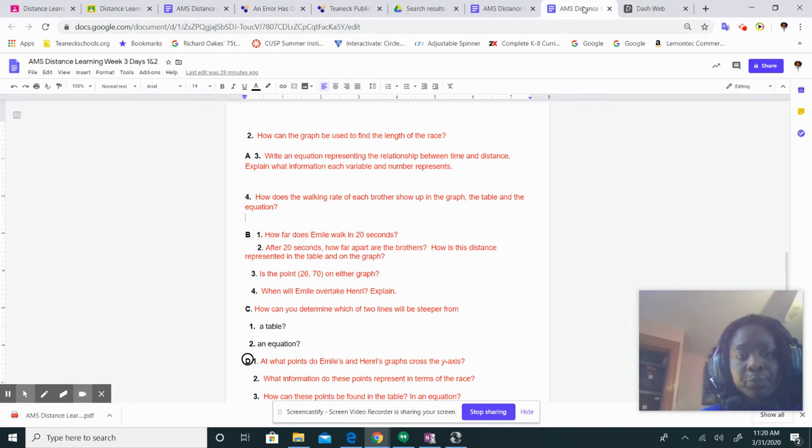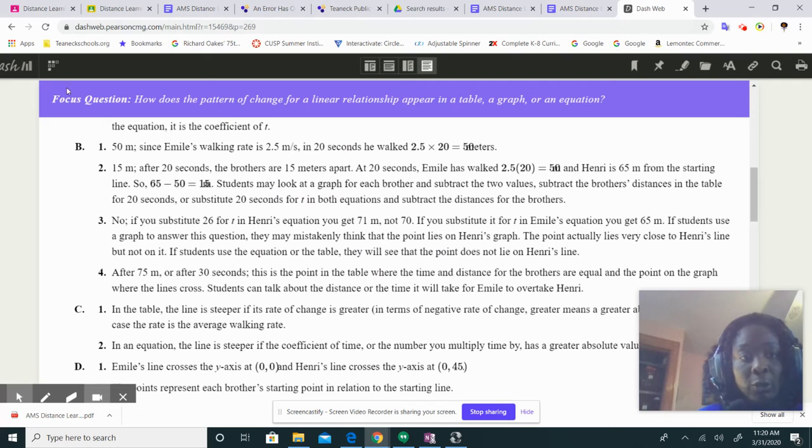Okay, B2 was: after 20 seconds, how far apart are the brothers? How is this distance represented in the table and the graph? So in B2, 15 meters. After 20 seconds, the brothers are 15 meters apart. In 20 seconds, Emil walks 2.5 times 20, which equals 50, and Henri has walked 65 meters from the starting line. And so we're looking at that.